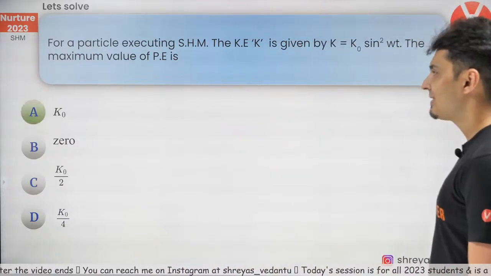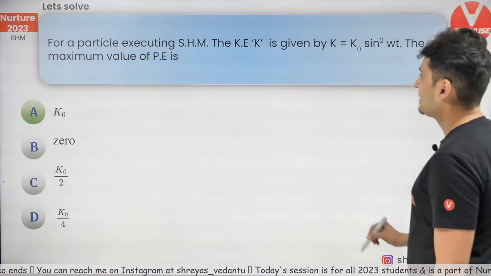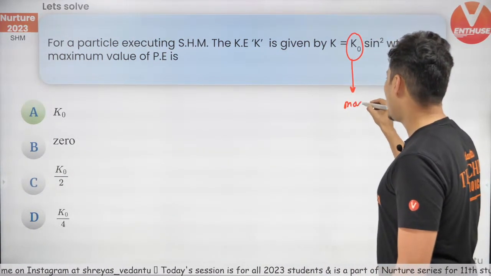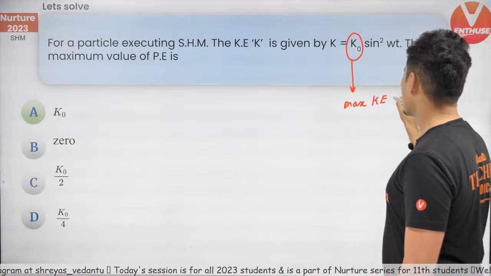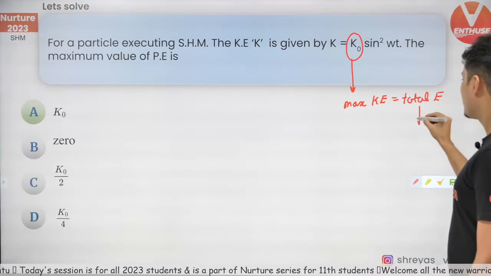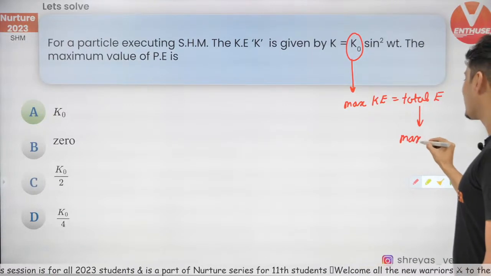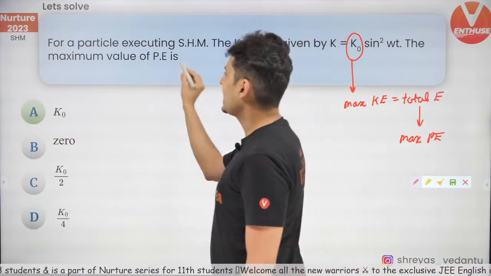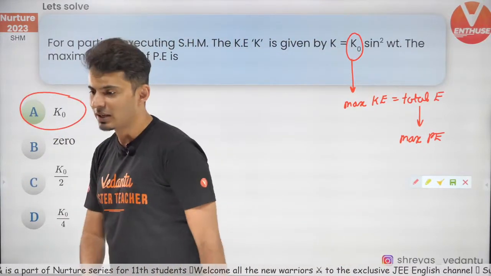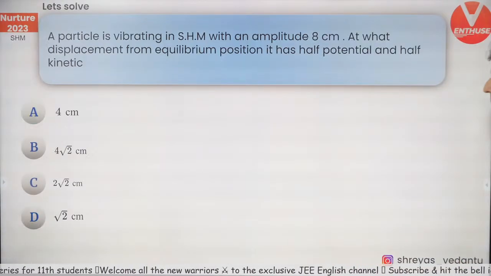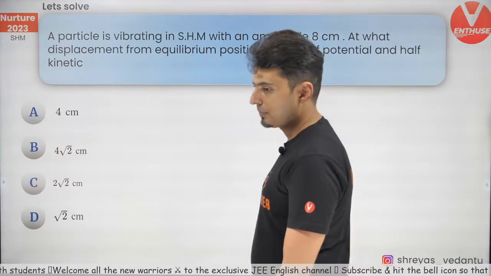Okay, so the correct answer is actually K naught, and the reason for that is that this K naught is basically the max K, which is also the total energy, which is also going to be equal to the max potential energy at some point. So obviously the maximum potential energy should also be equal to K naught. As simple as that. Done. Option A. Next question.